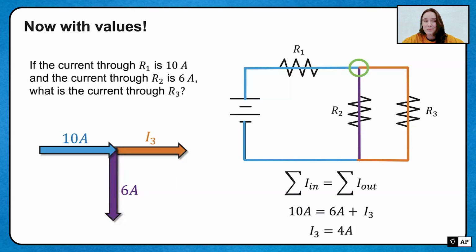That's the junction rule. Probably one of the most straightforward things you're going to get in AP Physics C, E&M. Not going to lie. So enjoy it while it lasts.